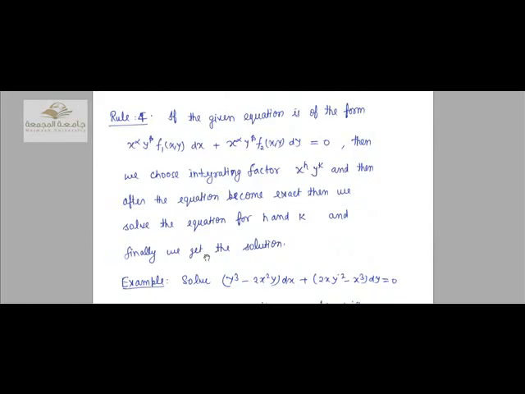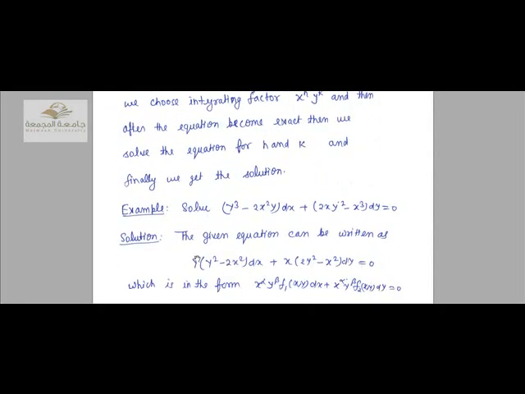Now rule 4. If the given equation is of the form x to the power alpha y to the power beta f1(xy) dx plus x to the power alpha y to the power beta f2(xy) dy is equal to 0, then we choose the integrating factor x to the power h y to the power k, and after the equation becomes exact, we solve for h and k, and finally we get the solution.